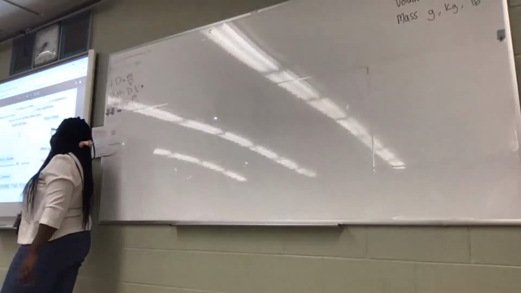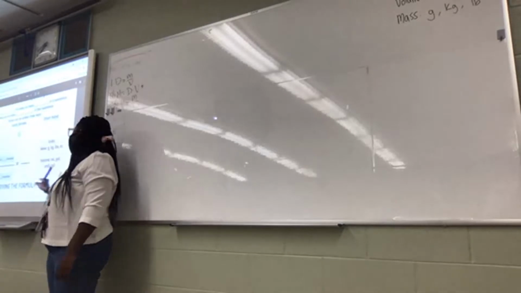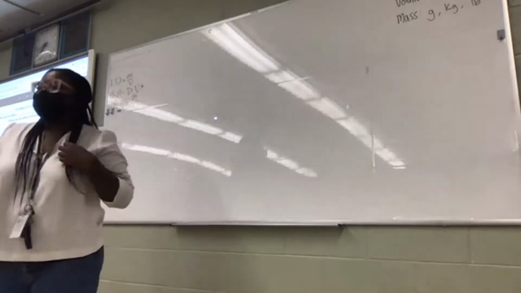Units of mass are grams, kilograms, pounds, and ounces. Units of volume are milliliters, gallons, centimeters cubed, and meters cubed. Quickly.